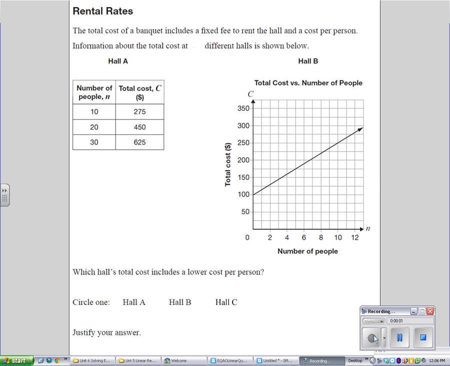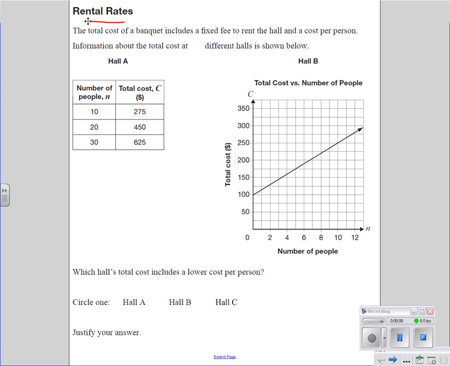Okay, in order to solve problems involving linear relationships, we're going to use this EQAO example, rental rates. It says the total cost of a banquet includes a fixed fee to rent the hall and a cost per person. Information about the total cost at 3 different halls is shown below. So we have Hall A about the number of people and the total cost, Hall B with a relationship with number of people and total cost, and Hall C seems to be missing.